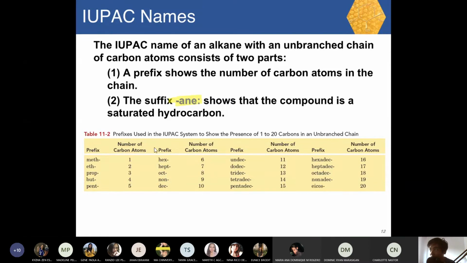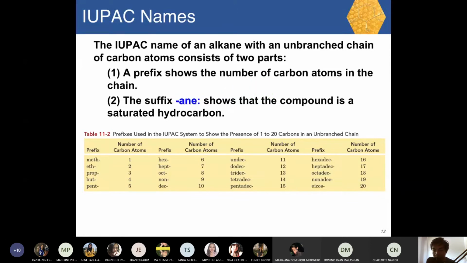Okay, so ganun yung parent ha. Prefix plus ane. Ano meaning ng ane? Pag may ane, that tells you na yan ay alkane. Kaya ane yung dulo nila. Okay? So, yung octane sa gasolina, alkane yun. So, ane meaning sila ay parent chain. Okay? Yun lang.